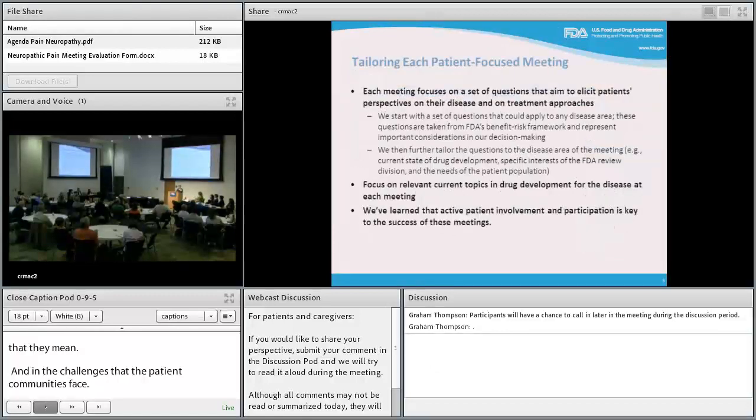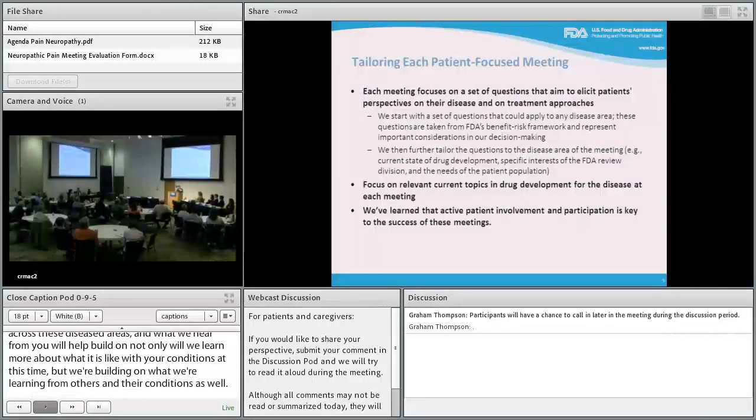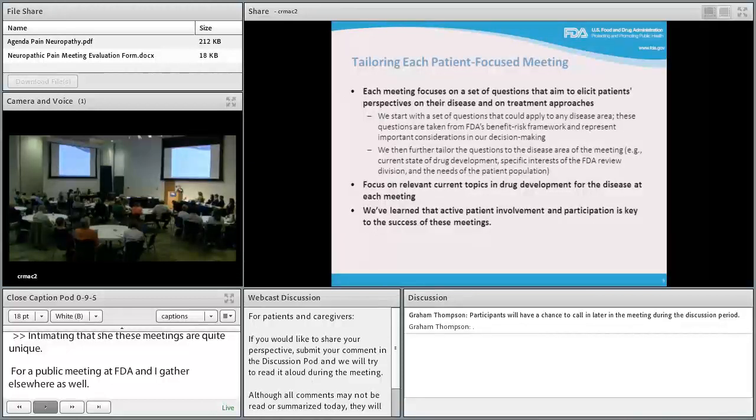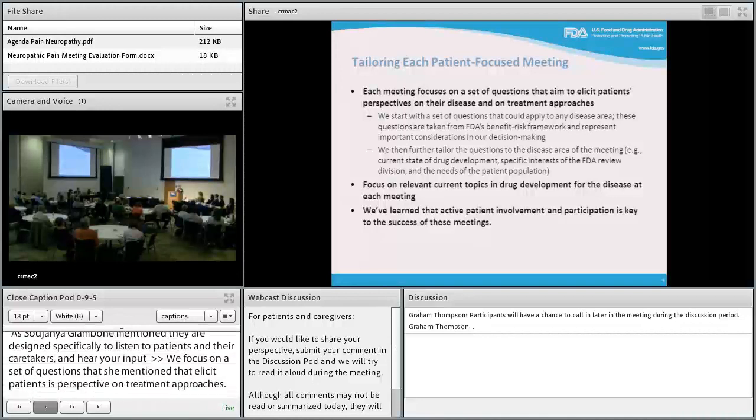These meetings are quite unique for a public meeting at FDA, and I gather elsewhere as well. As Saujanya mentioned, they are designed specifically to listen to patients and their caretakers and hear your input. We focus on a set of questions that elicit patients' perspectives on the disease and treatment approaches. And we have a general set of questions that we build upon and tailor as needed to the type of meeting that we're having and the topics that were most important to our review colleagues and others today.